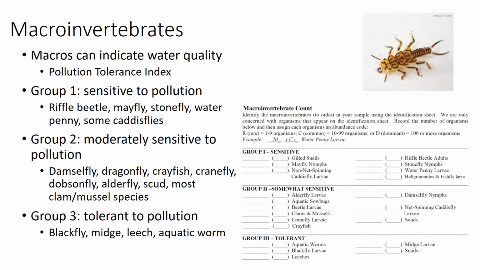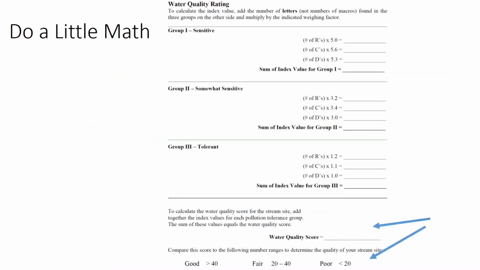So once you identify them, you'll group them based on their sensitivity, and again, I'll follow up with some forms for that if you're interested. And once you've done that, it's just a little math, and then you'll get your water quality score, which you see at the bottom there. And then you can compare that and determine the quality of your stream based on the macroinvertebrates.